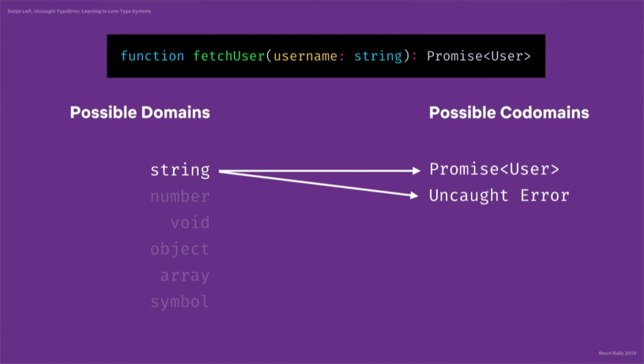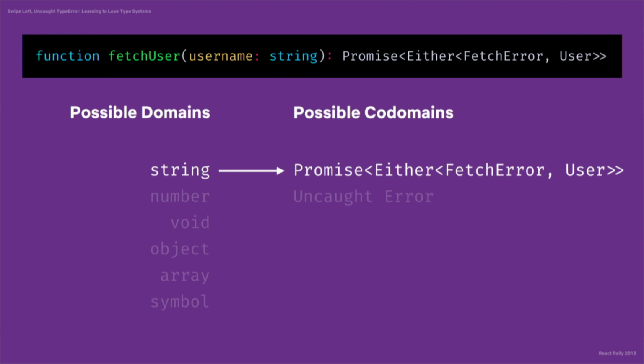Fetch user takes a username as a string. It hits some API, returns a promise. And this is actually a partial function as well because the fetch could fail. I'd like to introduce you to something to make this function total. The promise now resolves with the user wrapped in an either type. And now this function can only return a promise that resolves to this either type. And whether or not the fetch fails, it will always return this type.